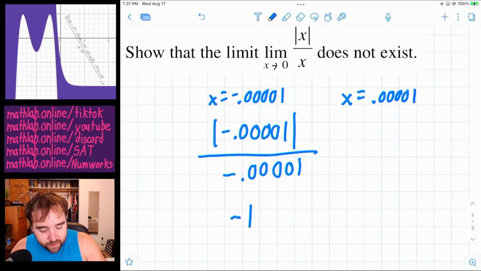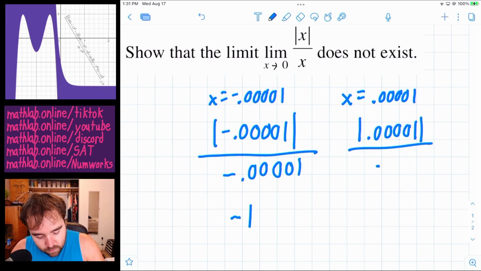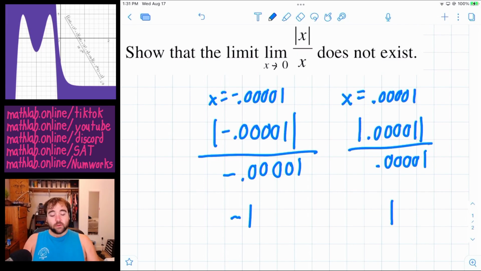And on the other side, same idea, but no matter what x is, you're getting positive 1. For the same type of idea, absolute value of the top is positive. You get a positive divided by a positive. So it's a positive, and it's just itself.